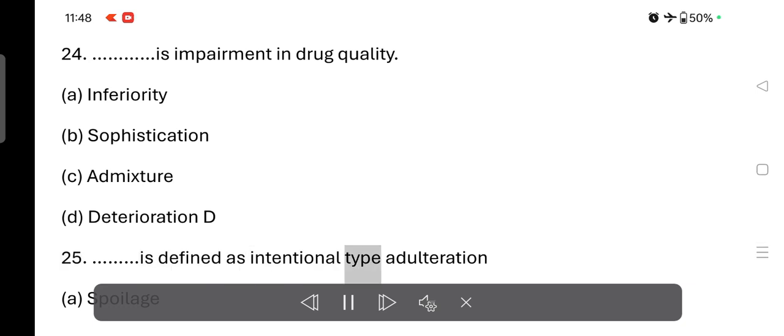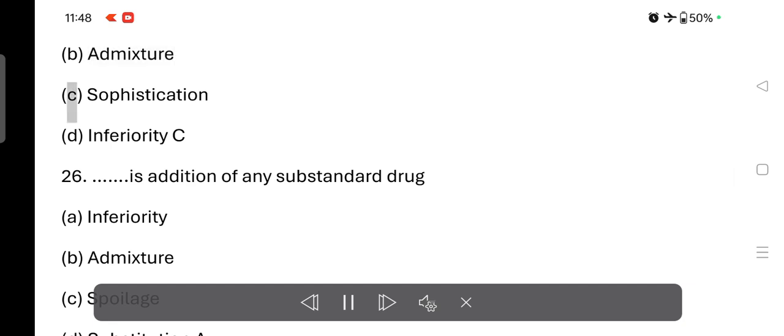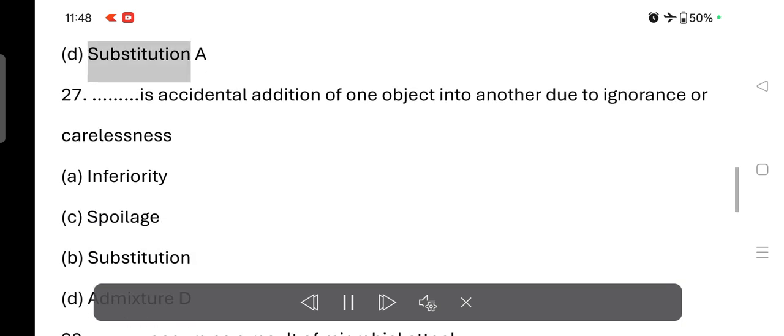Answer: D. 25. Is defined as intentional type adulteration. A. Spoilage. B. Admixture. C. Sophistication. D. Inferiority. Answer: C. 26. Is addition of any substandard drug. A. Inferiority. B. Admixture. C. Spoilage. D. Substitution. Answer: A. 27. Is accidental addition of one object into another due to ignorance or carelessness. A. Inferiority. B. Substitution. C. Spoilage. D. Admixture.